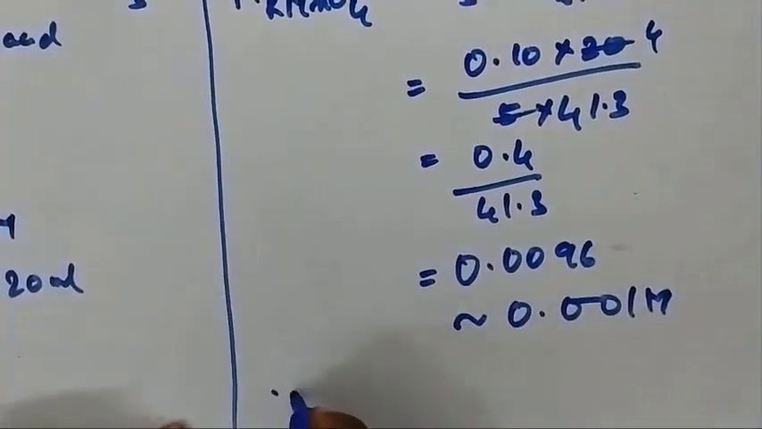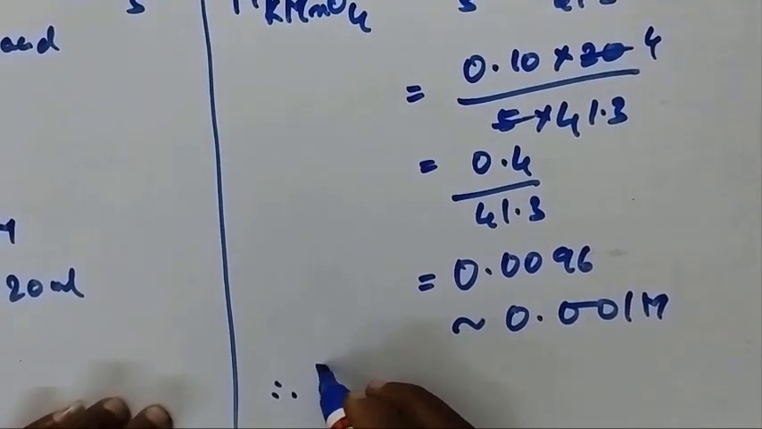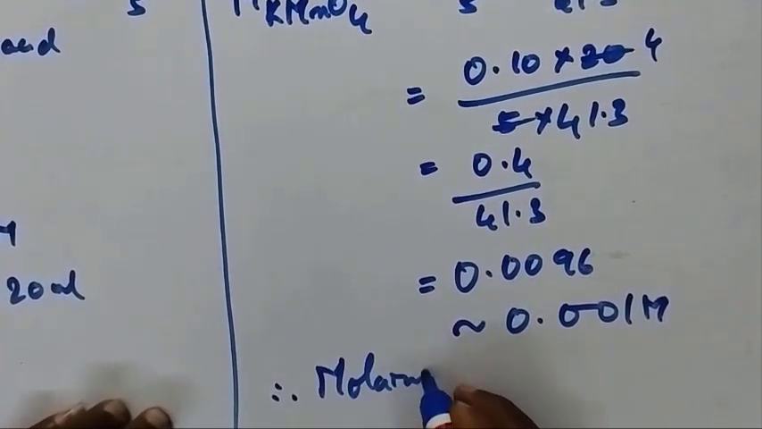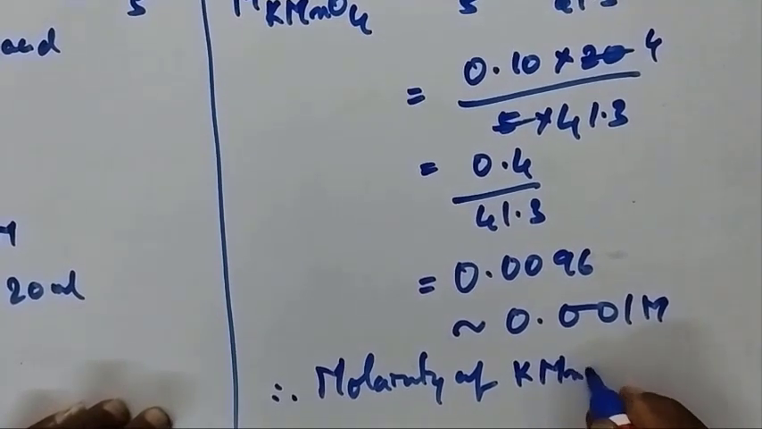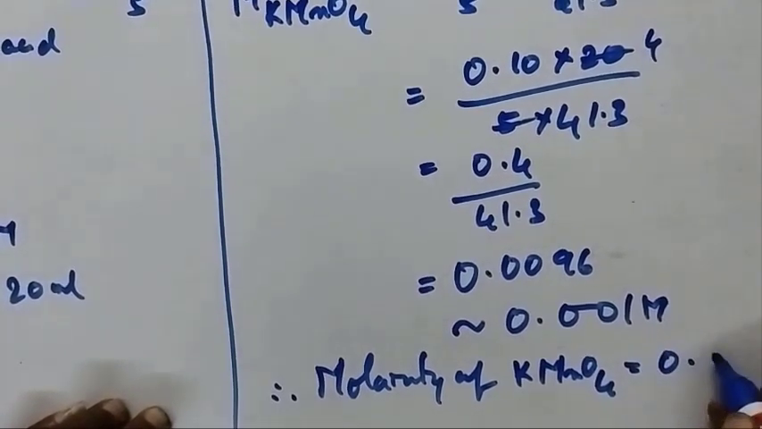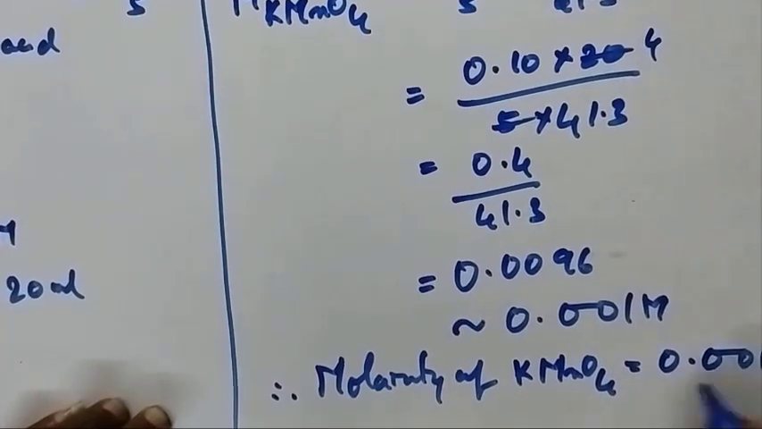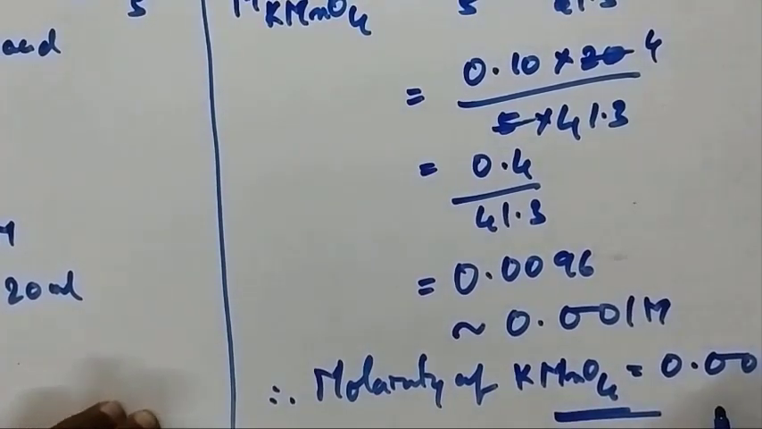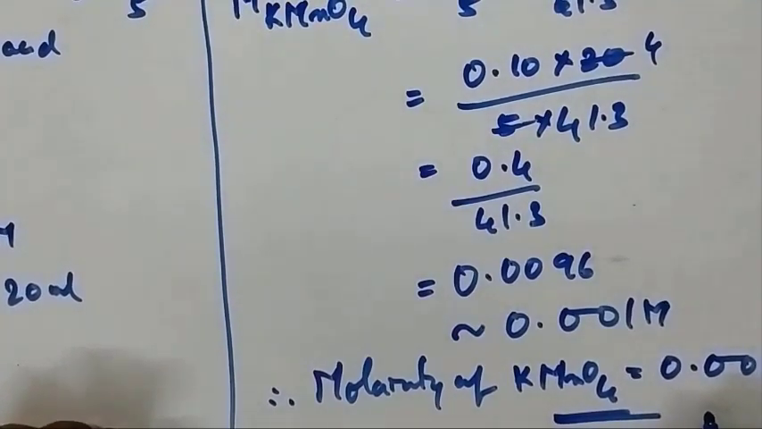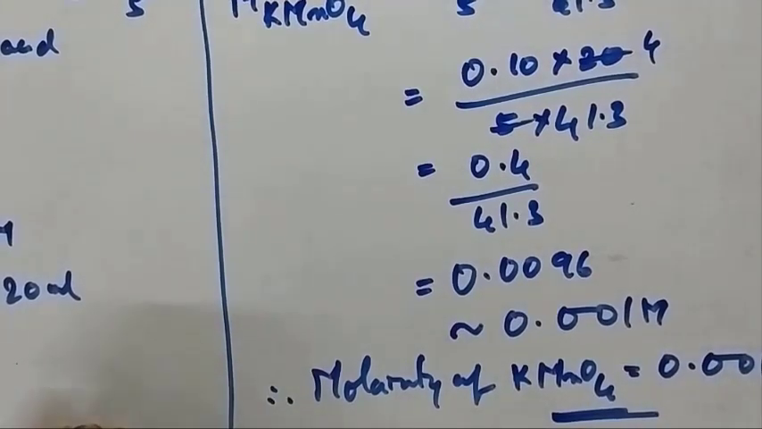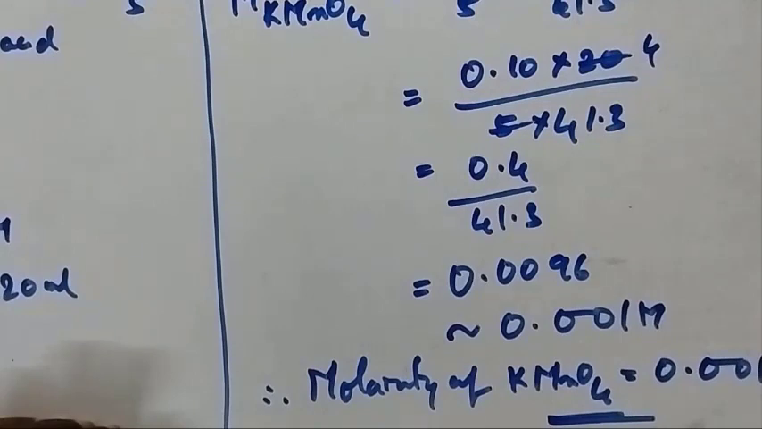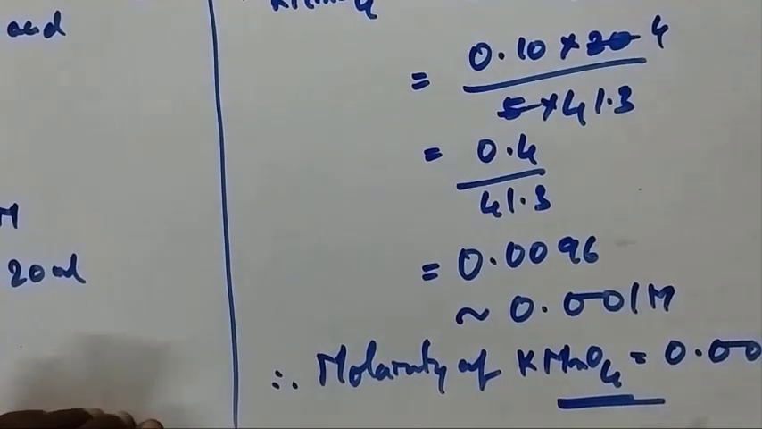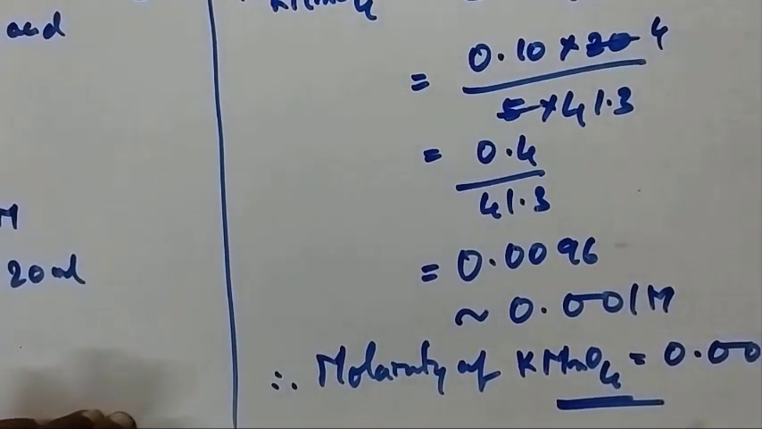Therefore, the molarity of KMnO4 is obtained as 0.01 M. In this way we can complete the experiment and make the calculations, and in a similar manner we can use even Mohr salt also, Mohr salt titrations.